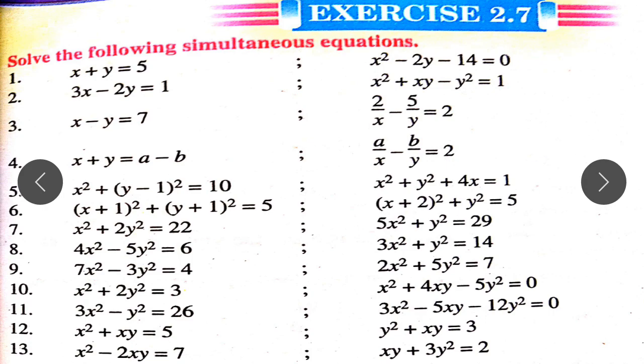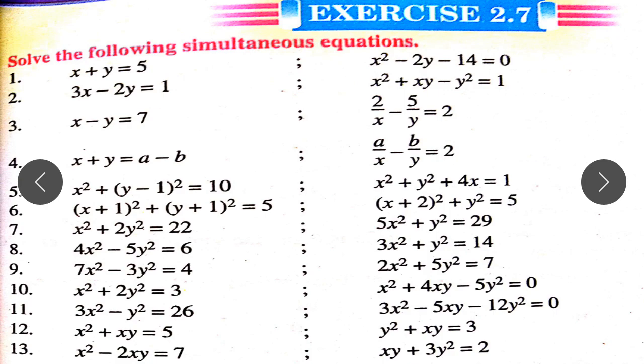In equation number 1 and 2, you can see that one equation is linear, whereas the other equation is quadratic. So what you have to do in these two questions is find the value of x from the first equation, meaning from the linear equation, and then put that value in the quadratic equation in order to find the value of y. When the value of y is found, you put that value of y again in the same equation from where the value of x was derived. Then you will get your answers in the ordered pairs x and y form.